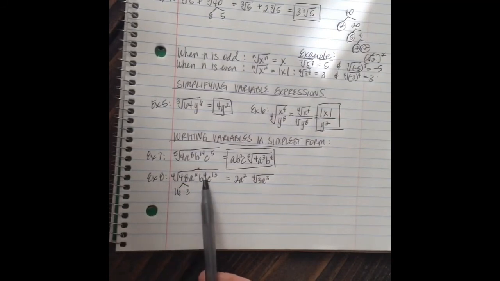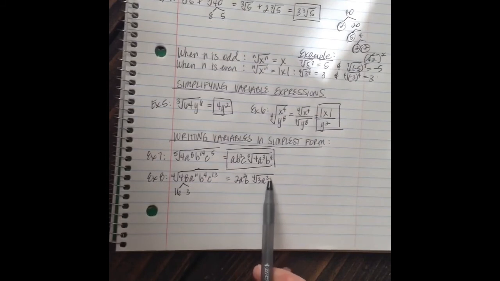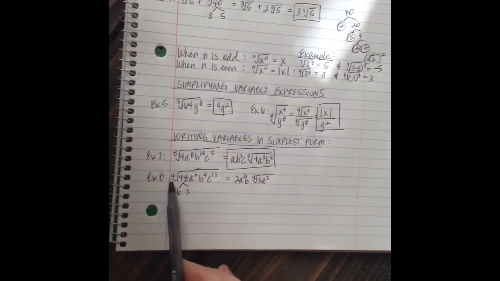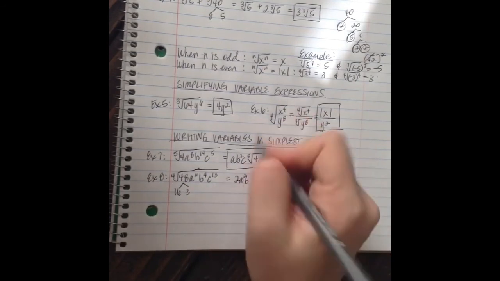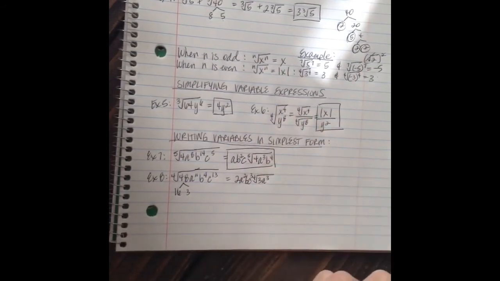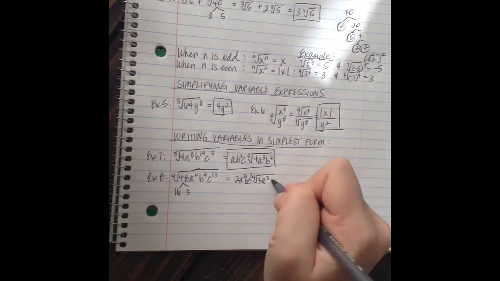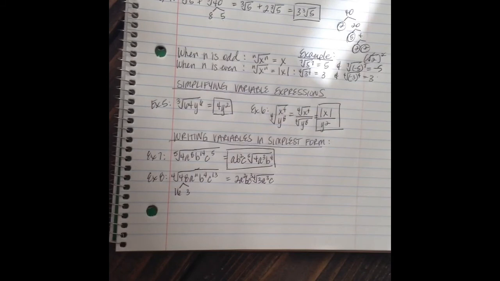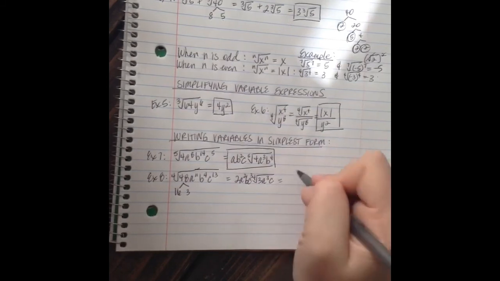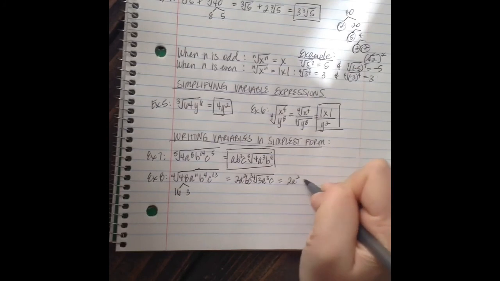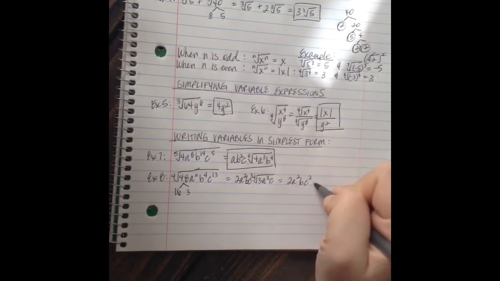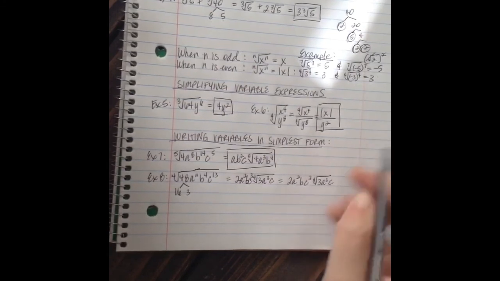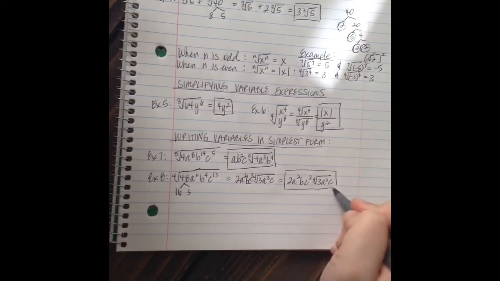4 goes into 4 one time, so 1b comes out. It does not have any that remain, so there's nothing left to put under the radical as far as b is concerned. 4 goes into 13 3 times, so c cubed comes out, and there's 1 left over. So your final answer, I'm going to write it again because that's kind of sloppy. 2a squared b c cubed times the fourth root of 3a cubed c. I just rewrote it. Don't let that confuse you.